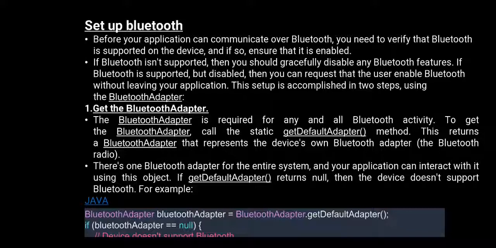Get the BluetoothAdapter, which is required for any and all Bluetooth activity. To get the BluetoothAdapter, call the static getDefaultAdapter method. This returns a BluetoothAdapter that represents the device's own Bluetooth adapter. There is one Bluetooth adapter for the entire system, and your application can interact with it using this object. If getDefaultAdapter returns null, then the device doesn't support Bluetooth.